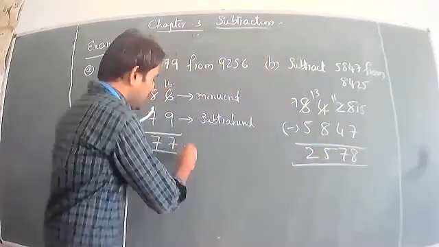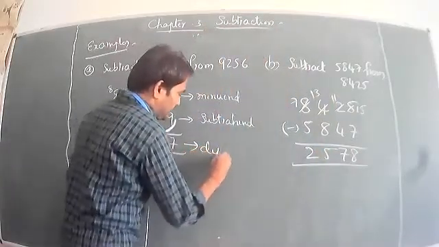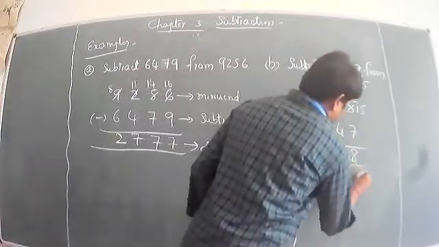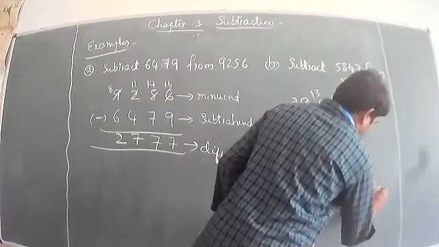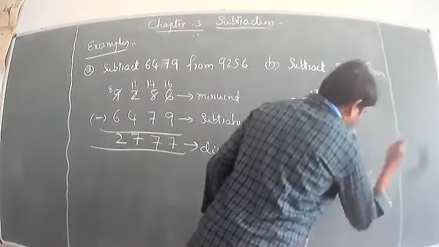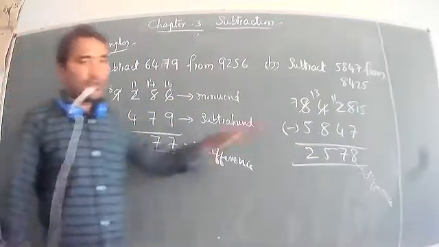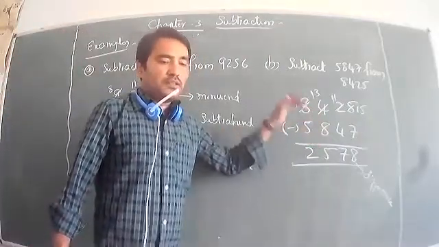So what do you call this one? Difference. This is called the difference. So the upper number is called the minuend, and the lower is called the subtrahend.